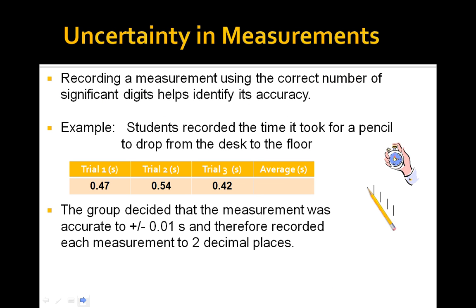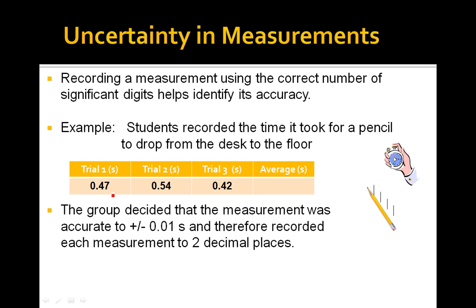Now, here's a great example of how you have to take significant digits into account when you're measuring. We had a group of students. They recorded the time it took for a pencil to drop from the desk to the floor, using a stopwatch. Based on their reaction time, they knew for sure they could time the object falling to an accuracy of 0.1 seconds, and then they included one extra digit just as an estimate.